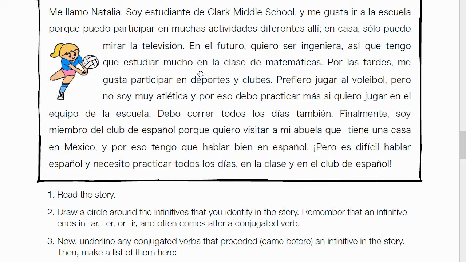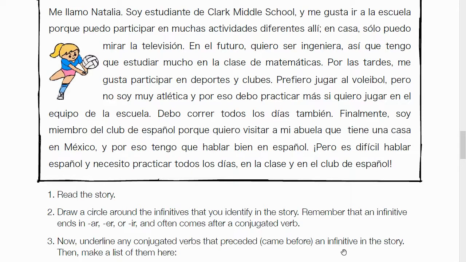Okay, what we circled, participar. So what conjugated verb came before participar? Puedo. So you're underlining puedo and then you're doing what? Writing it down on one of the lines in number three. So then we circled mirar. And what comes before mirar? Puedo. So we underline puedo. However, we've already listed it on number three, so you do not have to write it again.